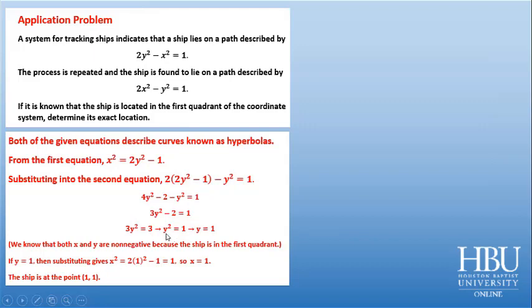I know I want the positive solution to that equation because the ship is in the first quadrant, so y would be positive 1. And if y is 1, I can then substitute: x squared is 2 times 1 squared minus 1. And 2 times 1 squared minus 1 is just 1. If x squared is 1, and I know that x must also be non-negative, then x is going to be positive 1 as well. So the ship is at the point 1, 1.